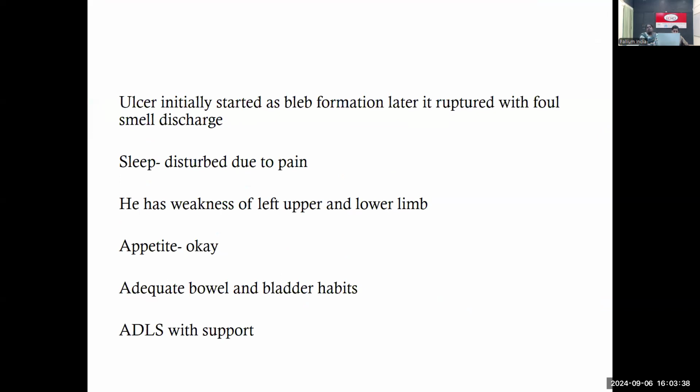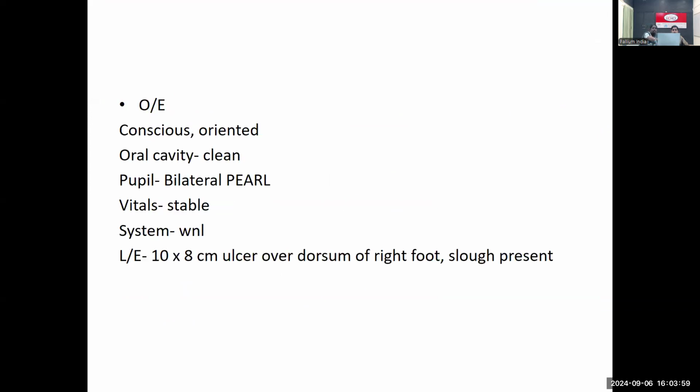And the ulcer initially started as a blood-filled formation. Later, it ruptured with foul-smelling discharge. The patient's sleep is disturbed due to the severe pain. He also has weakness of the left upper and lower limb due to a CVA episode. The appetite is okay, with adequate bowel and bladder habits. ADLs are with support due to his weakness.